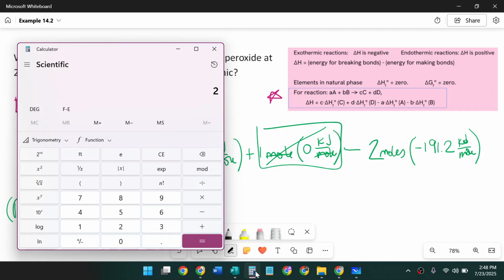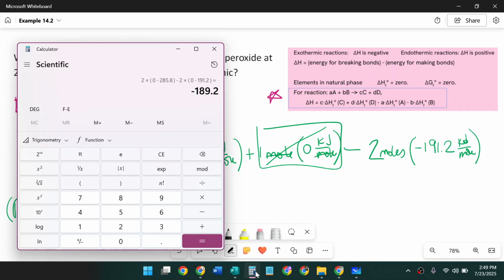All right, so 2 times negative 285.8. See how my calculator does 0 minus, that's just how it shows up. And then I'm not going to even put in plus 0 because I know that plus 0 is still the same. Minus 2 times negative 191.2.